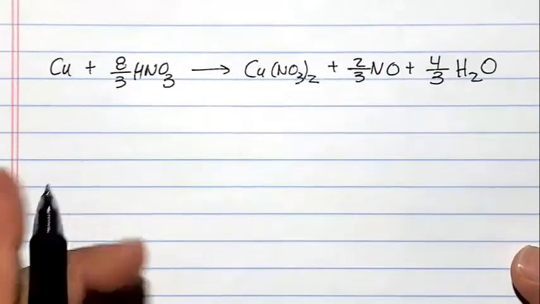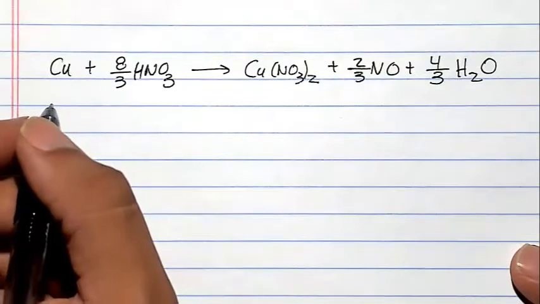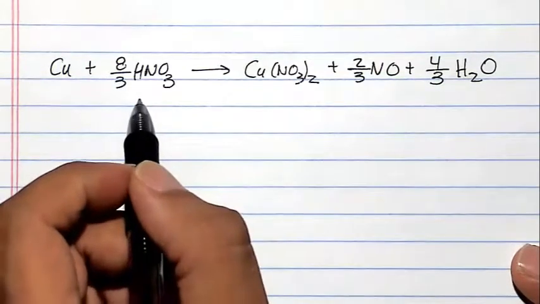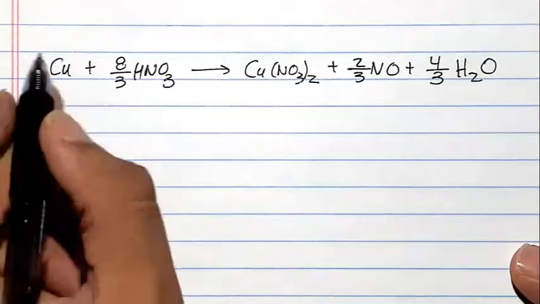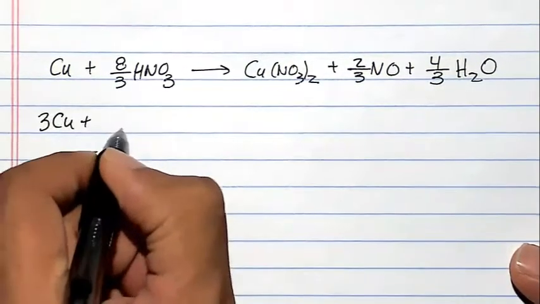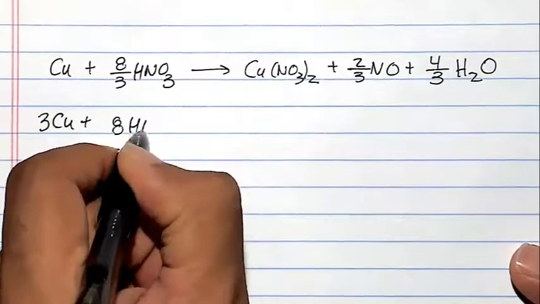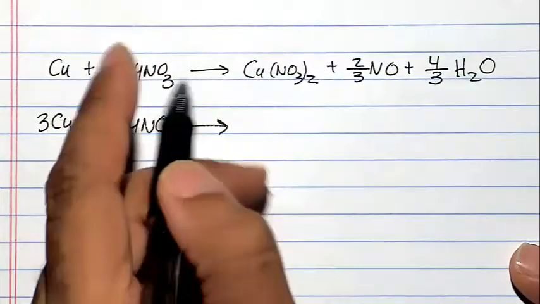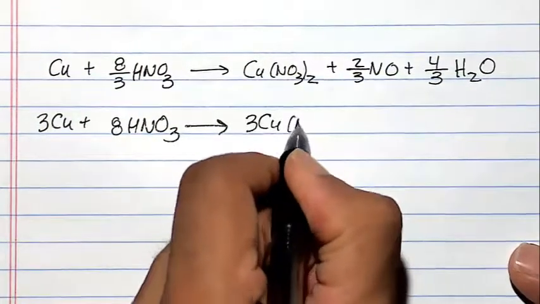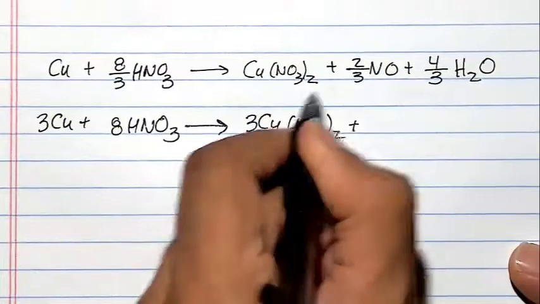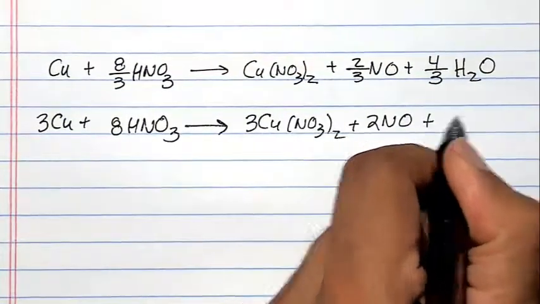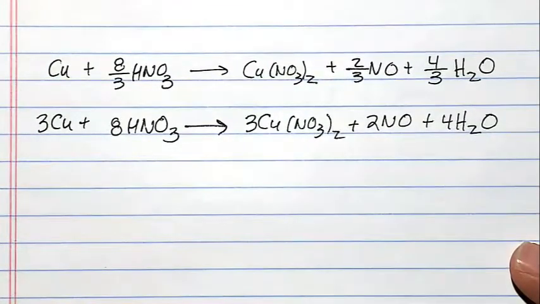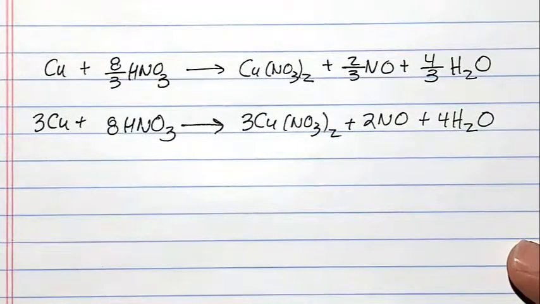So after solving for A, B, C, D, and E, we have our balanced chemical equation. Remember, we do not like to have fractions as our coefficients, so we multiply everything by 3. So we have 3Cu plus 8HNO3 gives 3Cu(NO3)2 plus 2NO plus 4H2O. So that should represent your balanced chemical equation, okay, after all of that algebra.